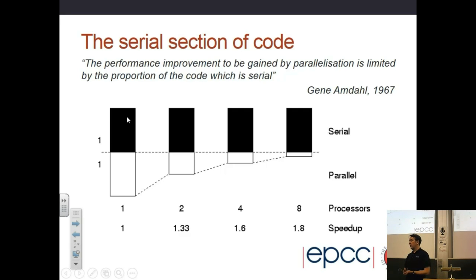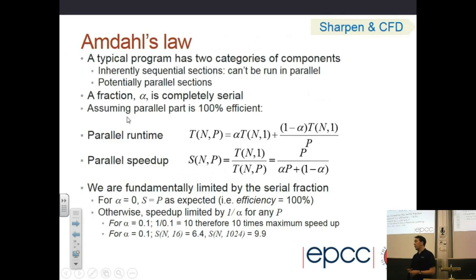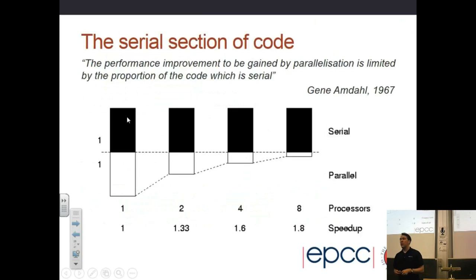Pragmatic observation. But you can put that into equations, and Amdahl's law says, if you believe a program has two categories of components, an inherently sequential section that can't be run in parallel, and potentially parallel sections, then let's say the fraction alpha is completely serial. So on that previous slide, alpha was 0.5. 50% of the calculation was inherently serial, because if we look at one processor, 50% of the time is blank.